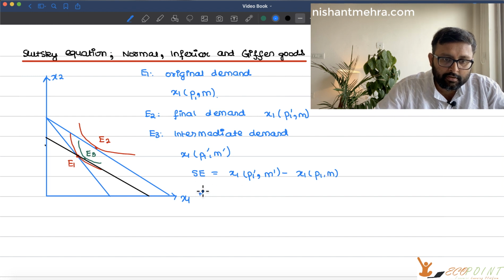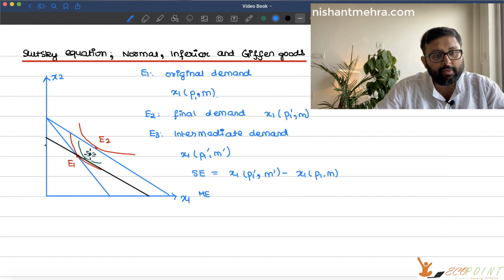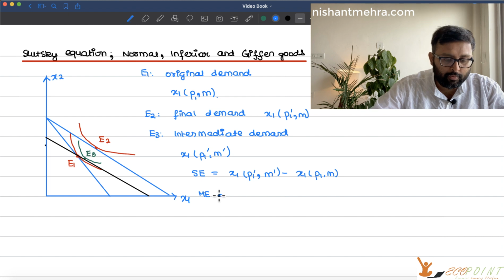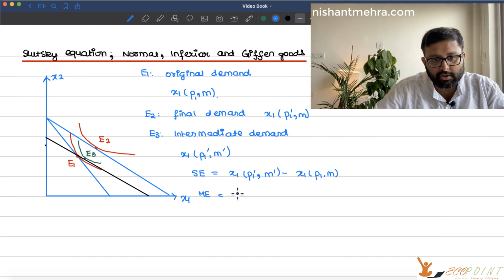What is income effect? The movement from E3 to E2. Relative prices are kept constant. Why? Because this black fictitious budget line and this blue new budget line are parallel to each other. It means the relative prices are being kept constant. What is changing is your purchasing power. So at E2, you are demanding this, minus the demand at E3, which is this.